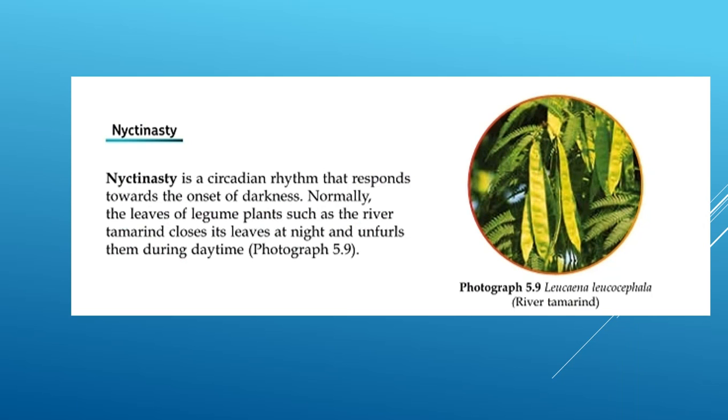And then we have nyctinasty. Nyctinasty is a circadian rhythm that responds towards the onset of darkness. Onset of darkness, this is the key word. Normally, the leaves of legume plants such as the river tamarind close their leaves at night and unfurl them during daytime. So this is a response to the onset of darkness. They close at night, and in the daytime they do not. This is the example of the river tamarind.